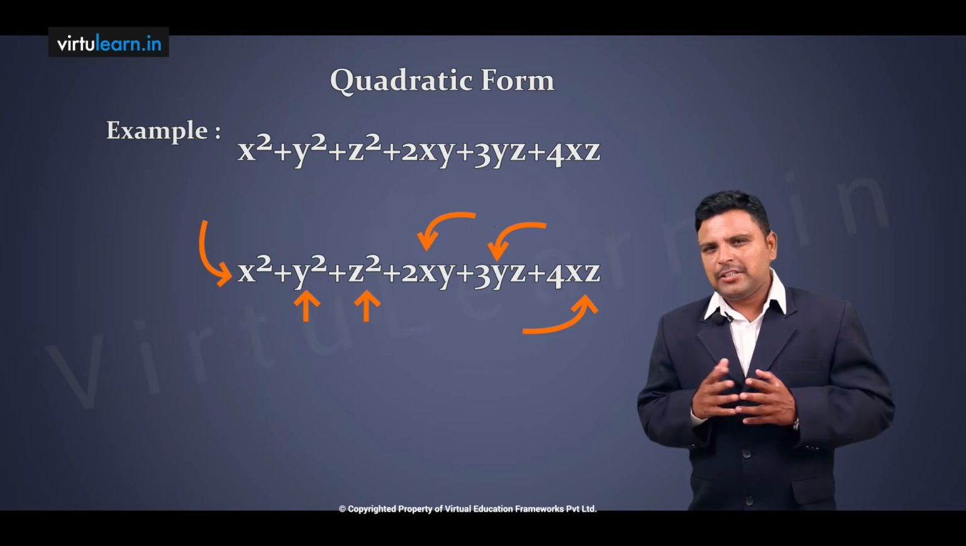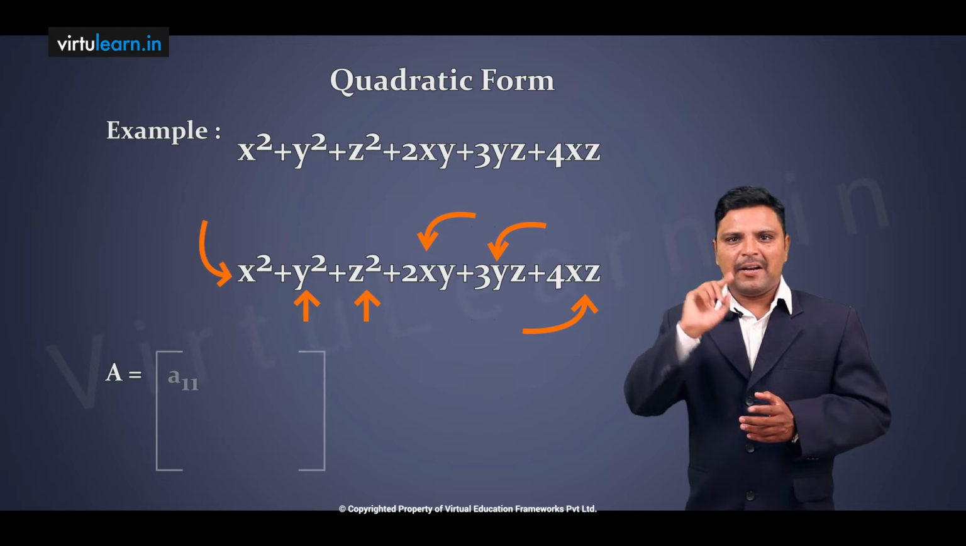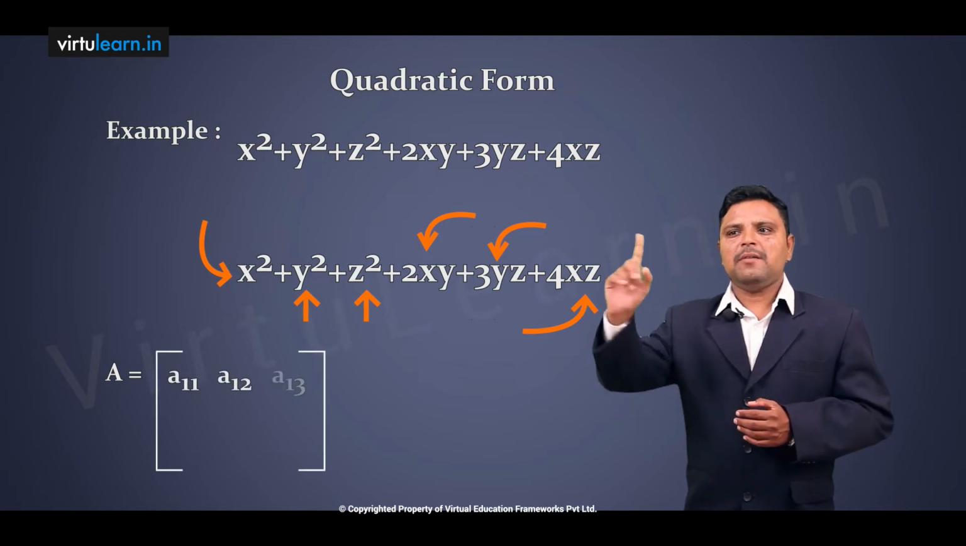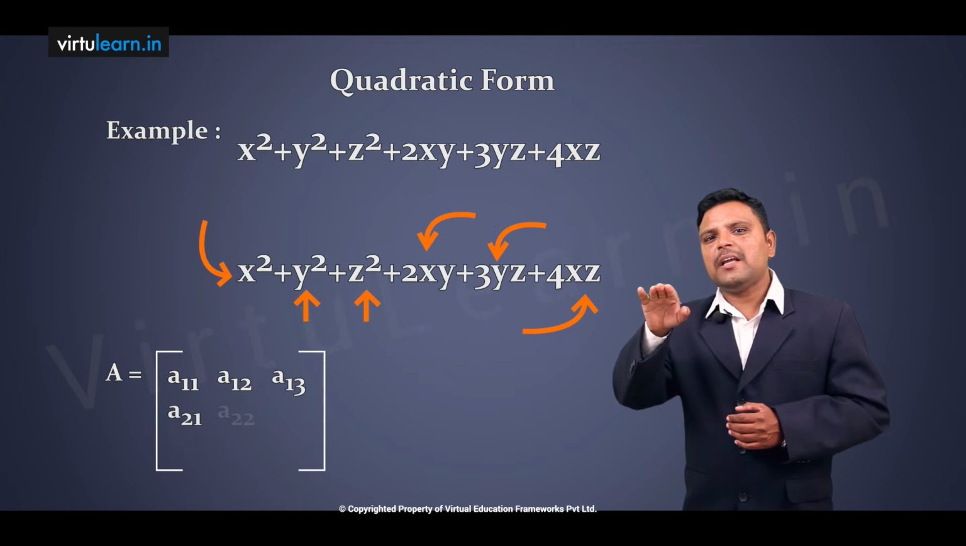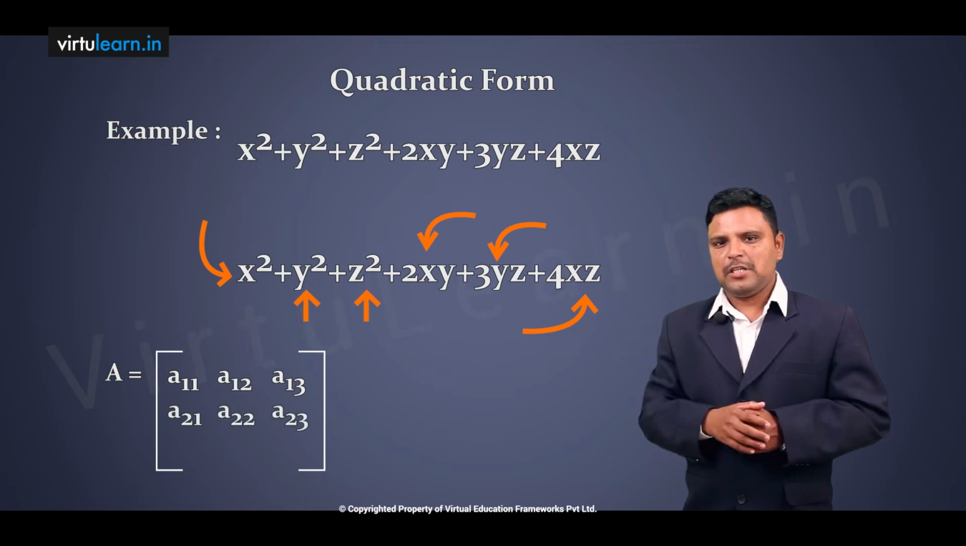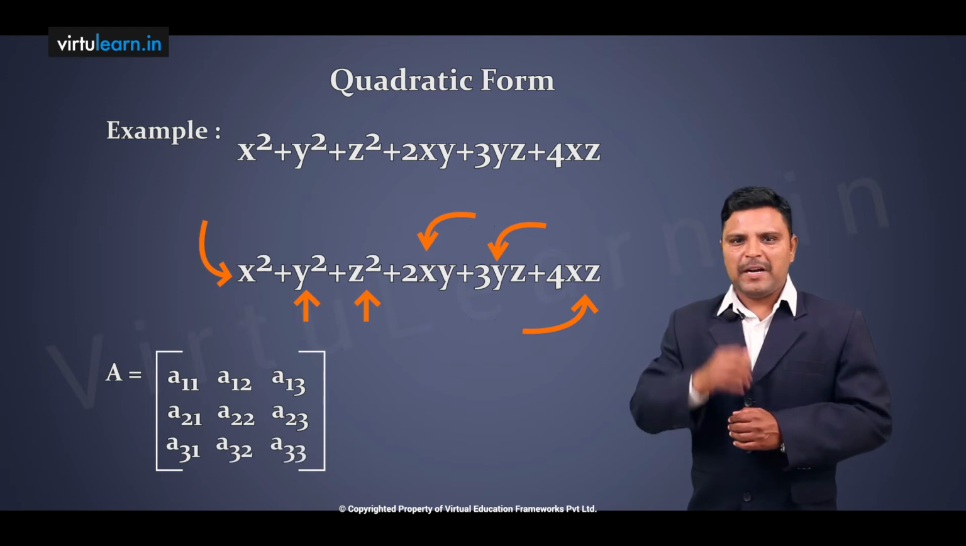If you want to write a 3 by 3 matrix with general elements, A equal to A11, A12, A13, this is the first row; second row A21, A22, A23; third row A31, A32, A33. Observe this matrix very carefully.